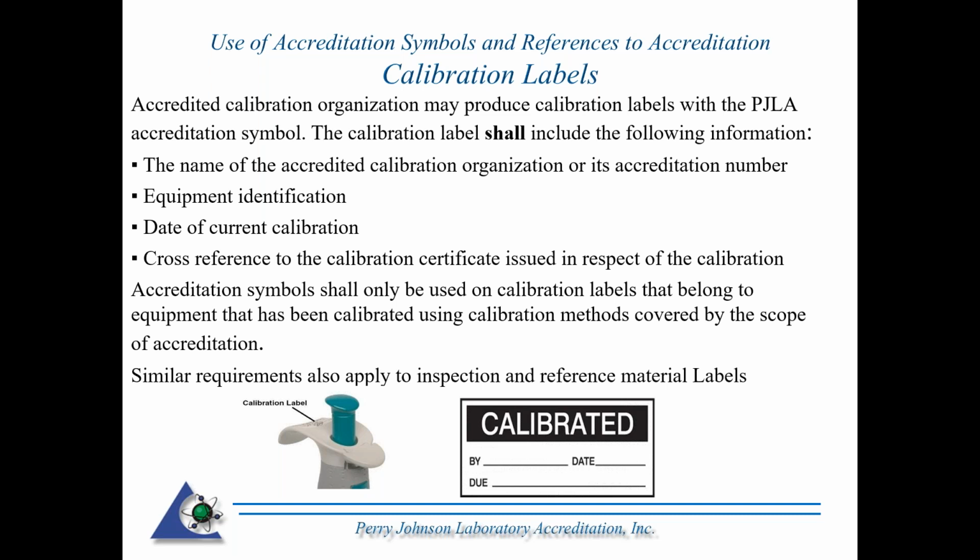Accreditation symbols may only be used on calibration labels that belong to the equipment that has been calibrated using a calibration method covered by the scope of accreditation. In other words, your scope specifies for calibration labs the equipment used, and it also specifies procedural information.